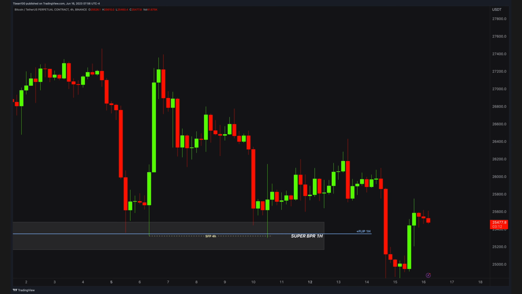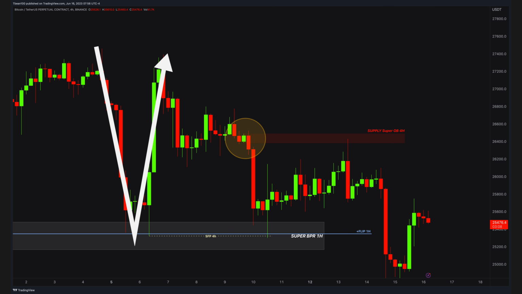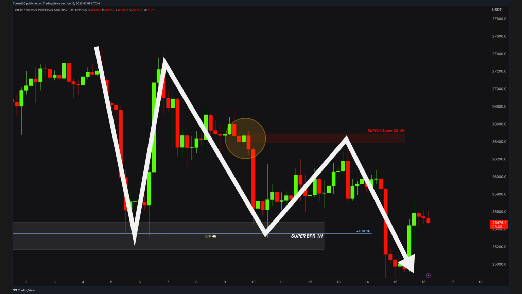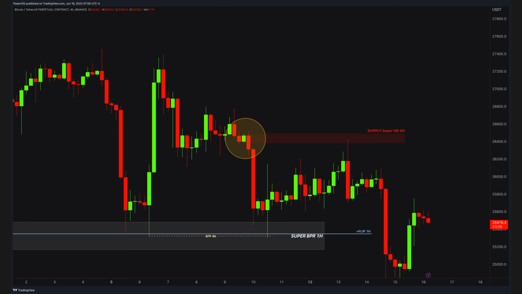Let's zoom into it. This is the 4 hour chart. Can you see the super order block at the top? With the price bounce, I was already expecting the price to go up there before the fall. Why? Because the price is a rubber ball that bounces between structures. I said this 100 times before.